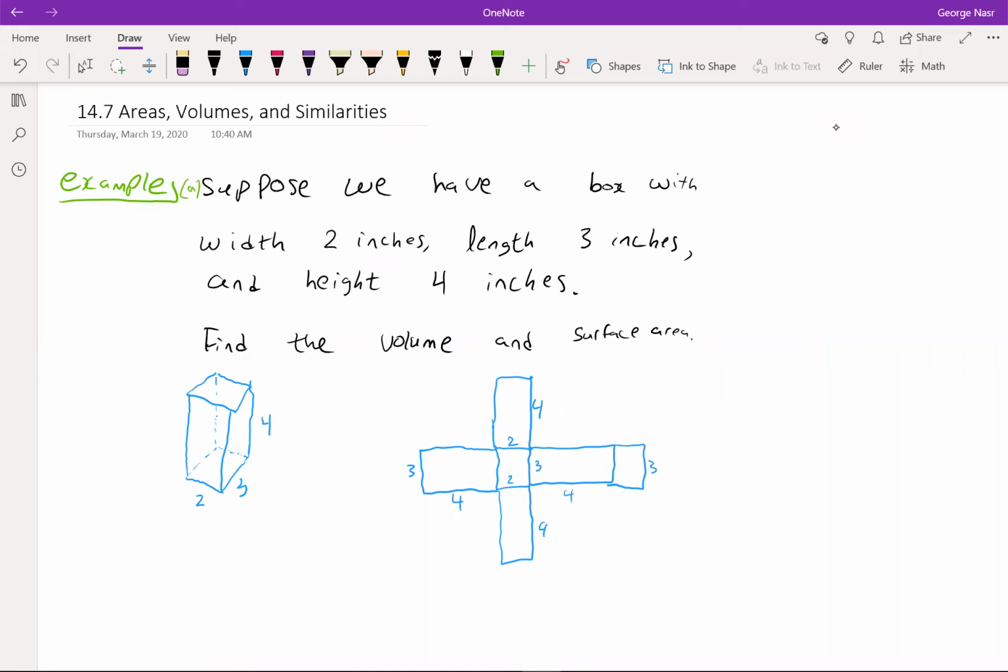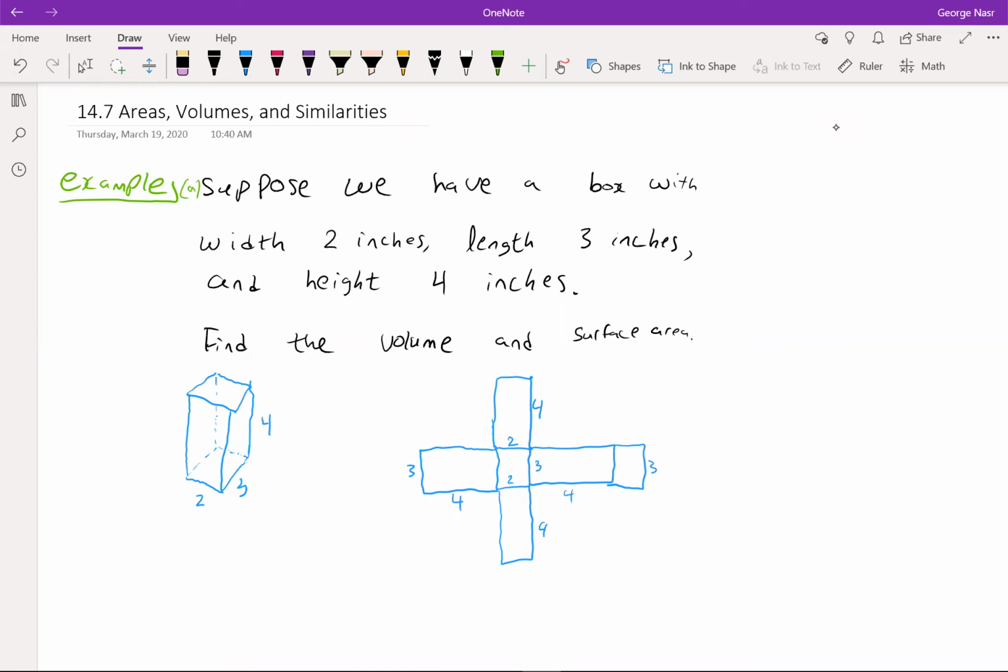In this video, the goal is to see how similar objects relate with respect to areas and volumes. That is, if I scale up an object, how do the areas change? How do the volumes change? That's the exploration for today.